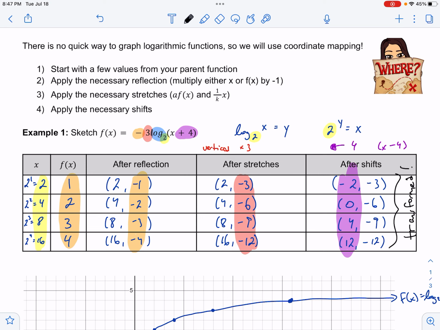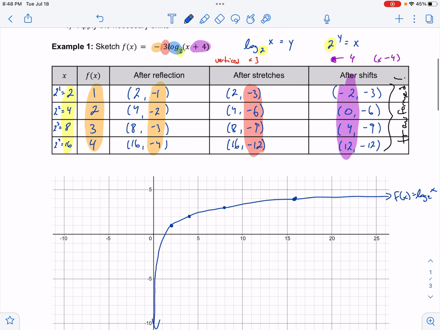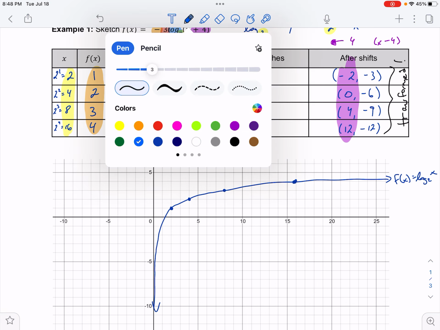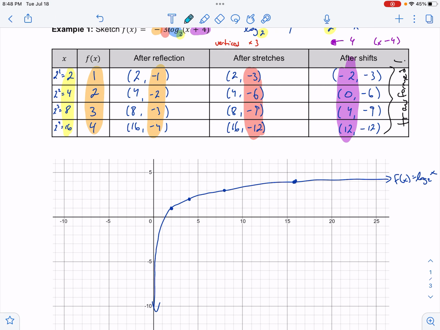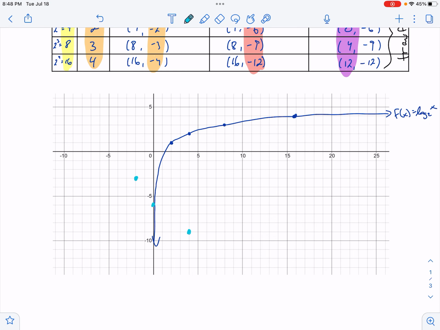And so these are the ones that we're going to plot to show the transformation on our graph. Okay, so I'm going to plot negative 2, negative 3, 0, negative 6, 4, negative 9, and then 12 down to negative 12. I'll do this in a different color, light blue.